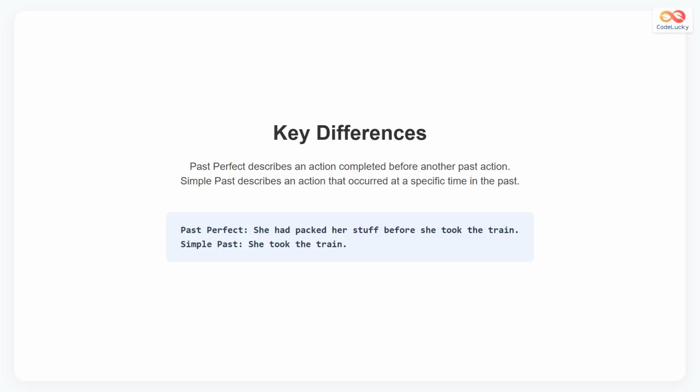Past perfect describes an action completed before another past action, while simple past describes an action that happened at a known time in the past. For example, in the sentence, "She had packed her stuff before she took the train," the packing happened first, then taking the train. Simple past just tells the event without showing the order of two events.